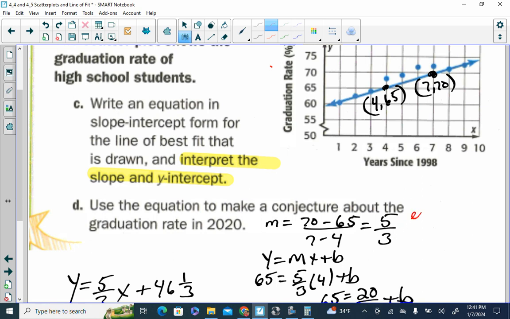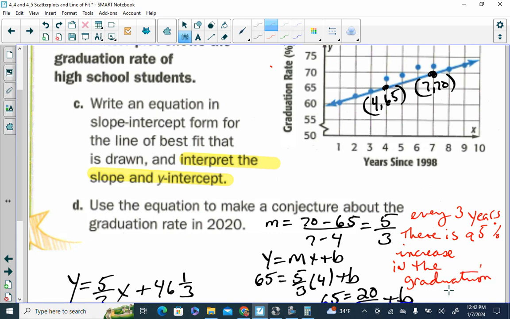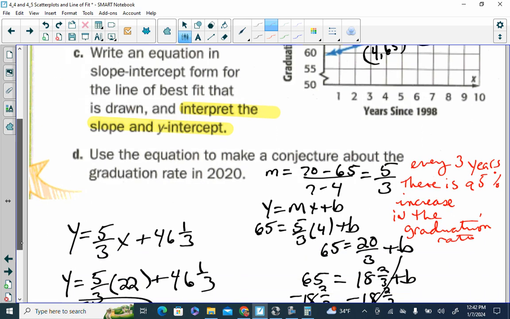Every 3 years, there is a 5% increase in the graduation rate. Alright, and then our y-intercept.